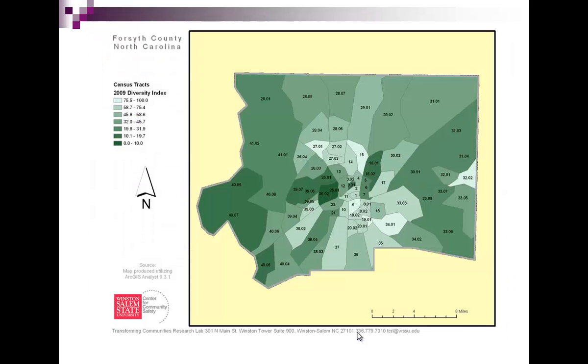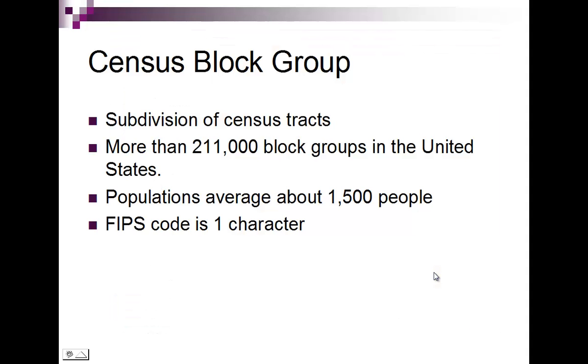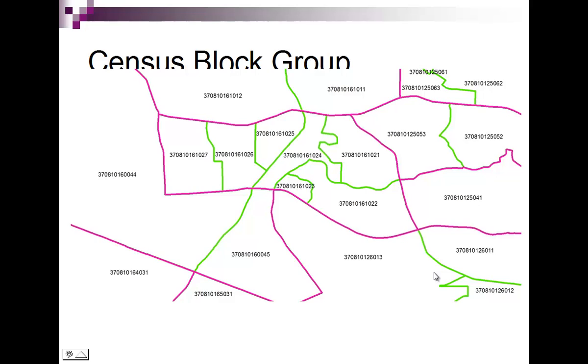Okay, and you can see these are at the tract level. This is the diversity index for Forsyth County. This is median household income. Block groups average about 1,500 people in population. So this gets into the neighborhood level. It's 1 character. So we just add 1 character after that, and it's a subdivision of a census tract.